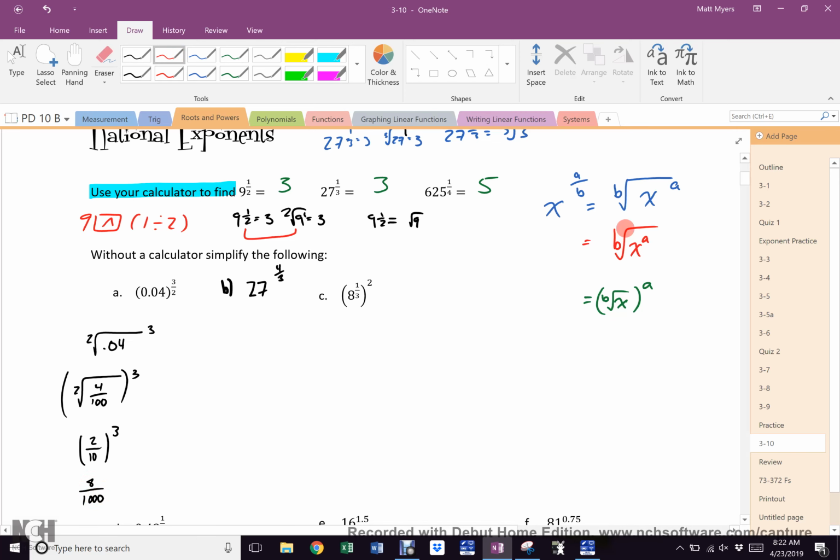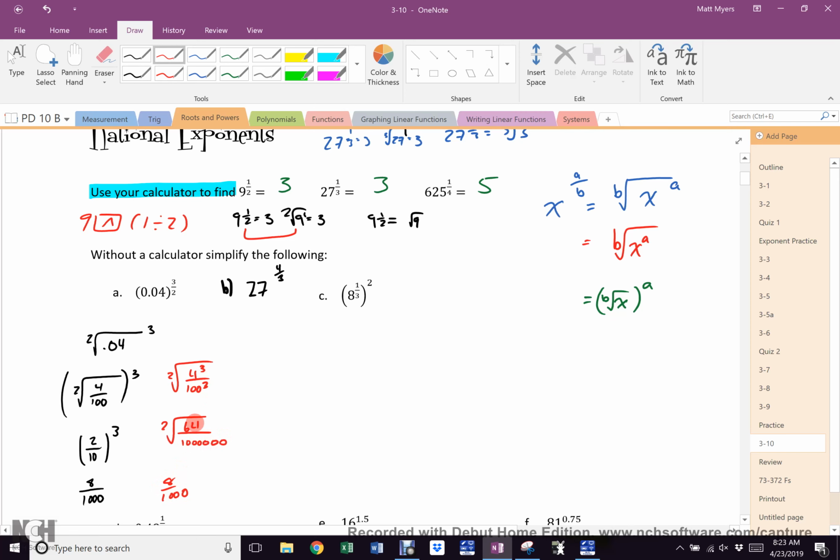Now, as I said, there's two ways you can look at this. This is also the square root of 4 cubed over 100 cubed. Okay? Which means it is also the square root of 64 over 1 billion. No, wait. A million. And then you cube root 64, you cube root a million, and you get 8 thousandths. Is everybody cool?